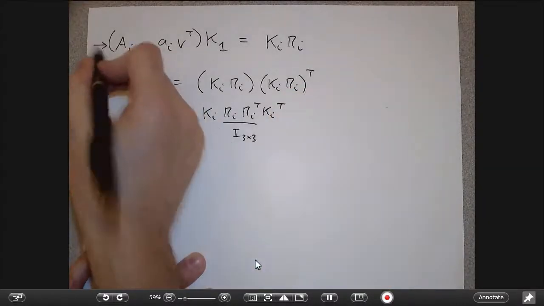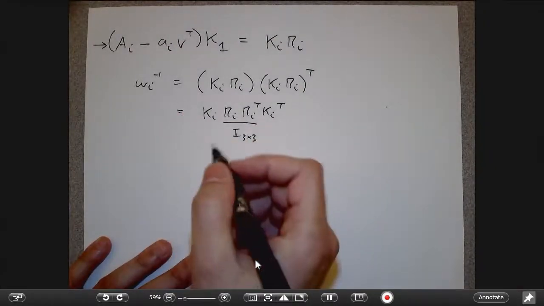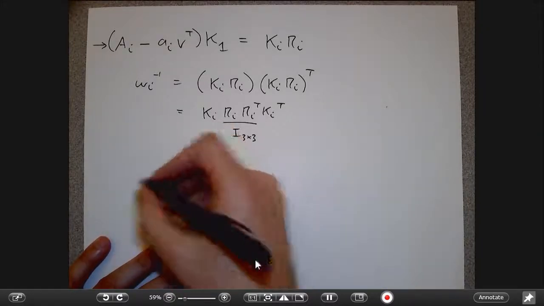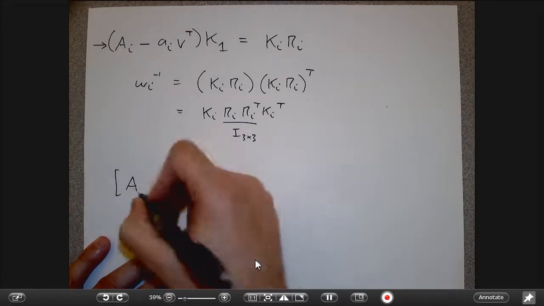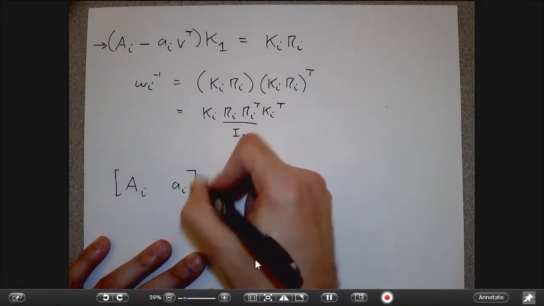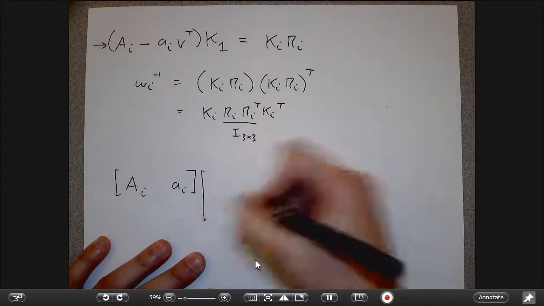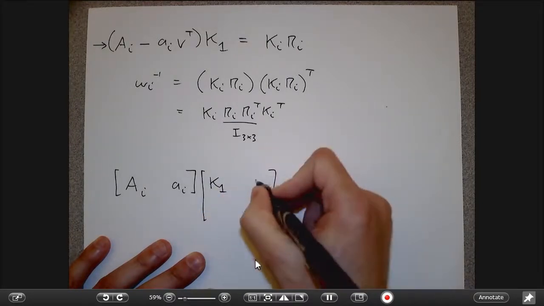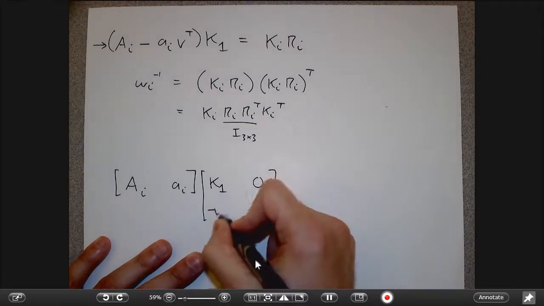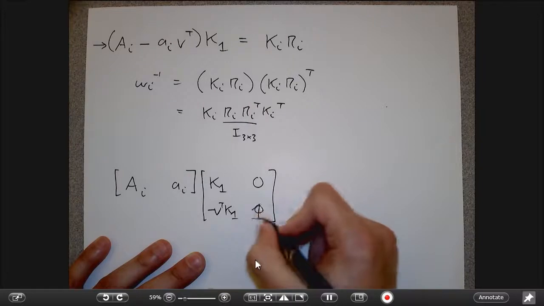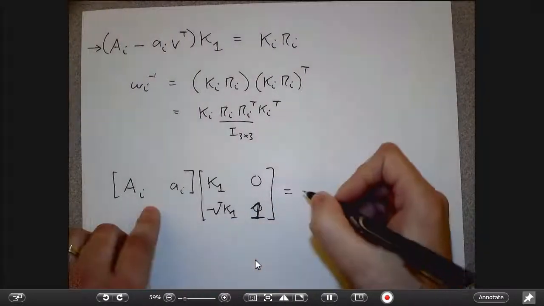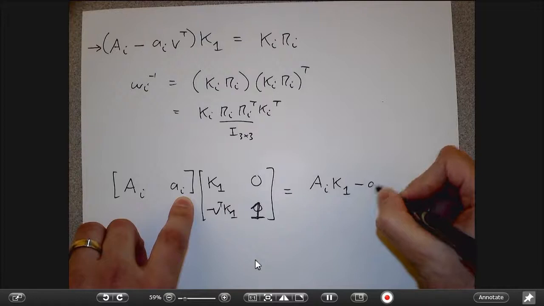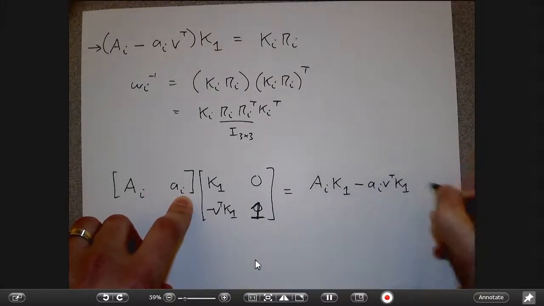Okay, so the key question is, why is that thing true? So let's think about it. What I have is A_i transpose, and I multiply that by my H. My H is in the form of this. This is the special H that undoes the projective thing. So what I get when I multiply these things together is A_i K_1 plus minus A_i v transpose K_1.